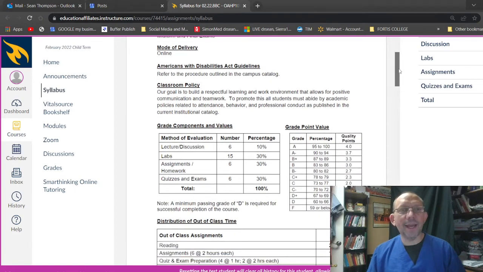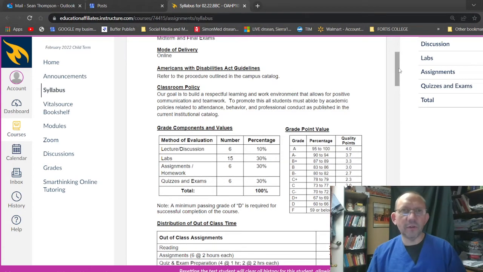American with Disability Act guidelines. Refer to the procedure outlined in the campus catalog. So if you have any problems, a learning disability or a learning challenge or something like that, get in contact with us here at the school and we'll help you out with that, of course.